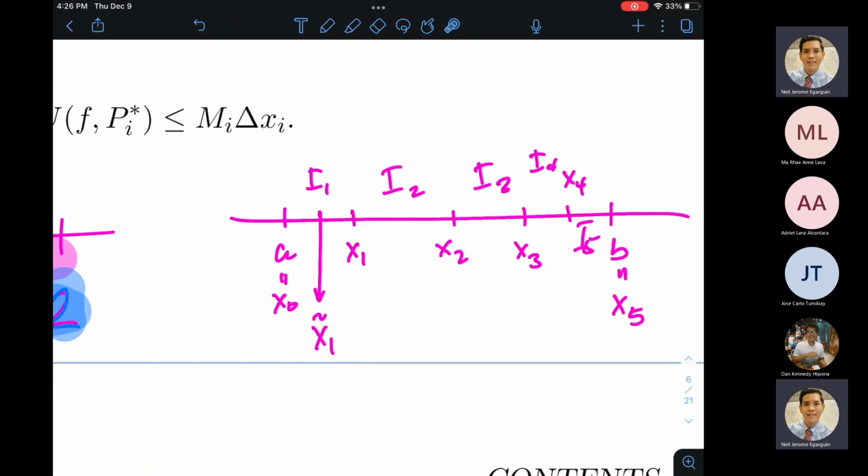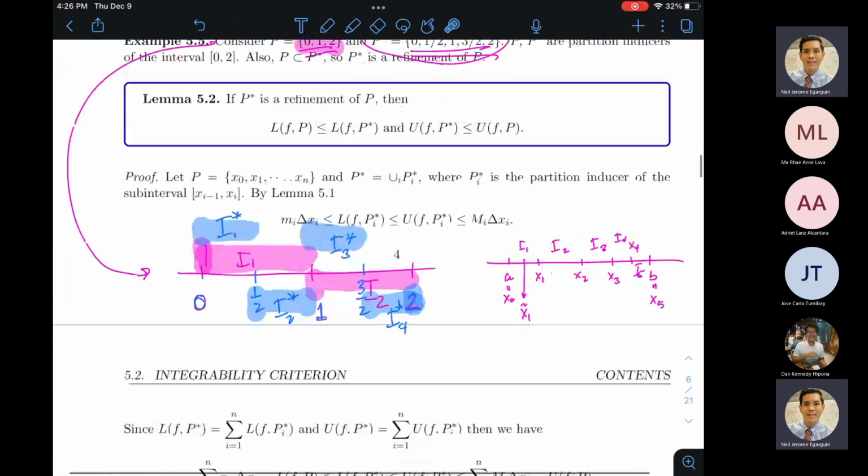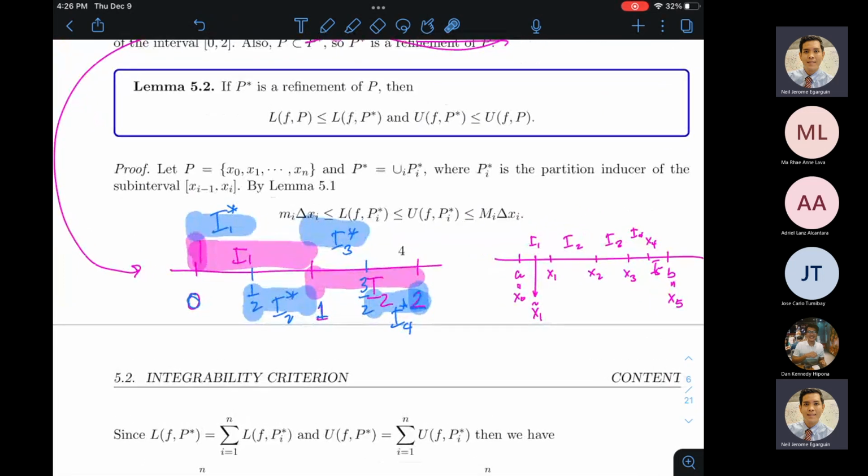Yun yung effect ng pagdadagdag ng isang element dun sa isang existing partition inducer. Nagiging mas pino yung partitioning kasi yung isang original subinterval ay nahati into several other subintervals. All right? And then lemma number 2 or 5.2 will revolve around the idea of what is the relation between the upper and the lower Riemann sum generated by a refinement of a given partition inducer.